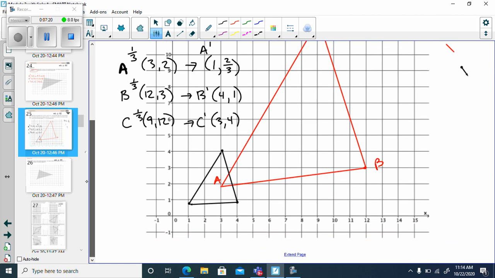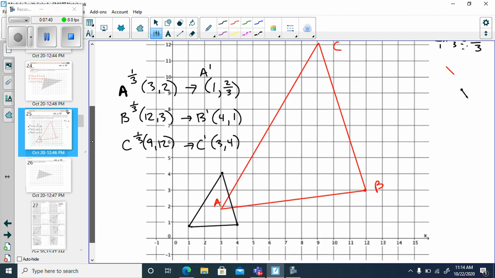Now plot these. 1, 2/3. It's not all the way to 1. 4, 1. C is at 3, 4. Okay, there's a new triangle. It is smaller than the original. It's 1/3 the size of the original, and it's closer to your center of dilation.